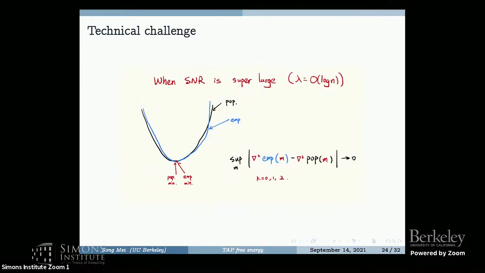Okay, so I would like to briefly talk about the proof. First, let me show the technical challenge. The technical challenge is that there is no uniform convergence happening. Because the signal to noise ratio is not so large. If the signal to noise ratio is large enough, the empirical risk will uniformly converge to the population risk. The first and second order derivatives of the empirical risk will be close to those of the population risk, supremum over M. Okay, so this doesn't happen. This is a difficulty.